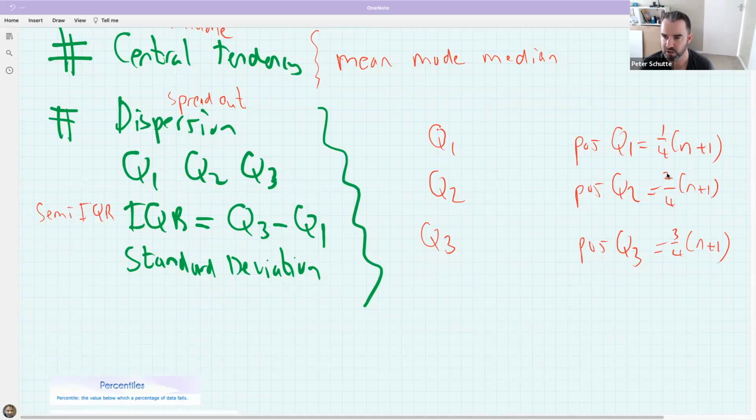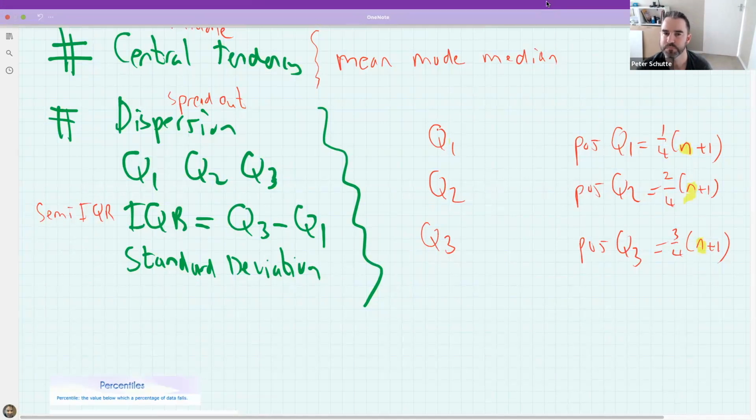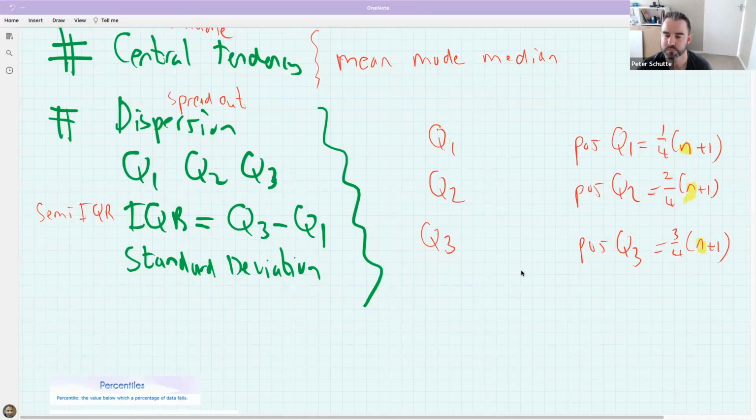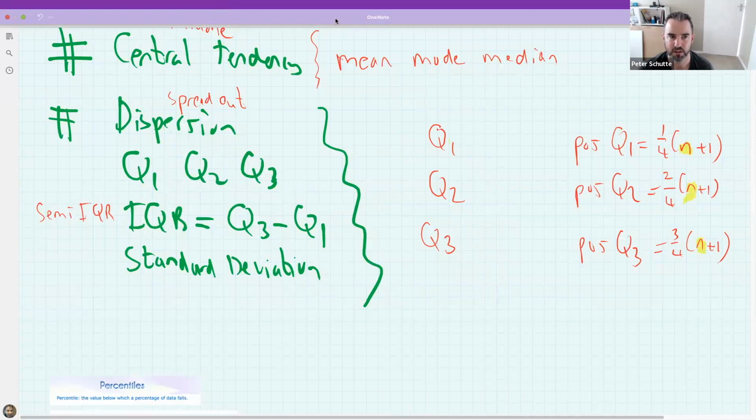And so what I want to know from you is, what does the N stand for in these position formulas, which help you get the first, second, and third quartiles? Who can tell me what that N stands for? Yes, Annie, let's go to you. What do you think the N stands for in those formulas?